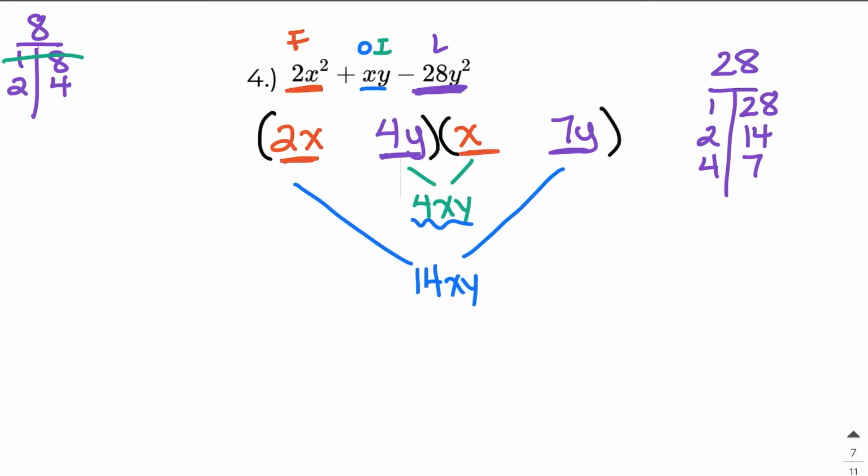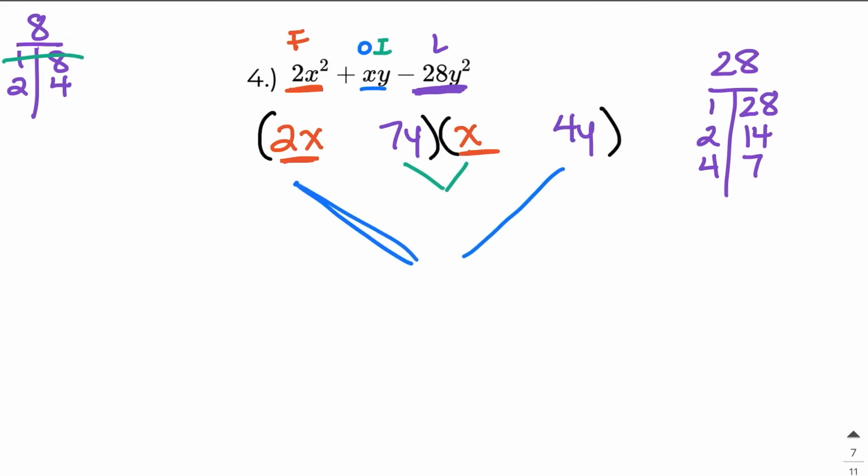So I'm going to try to swap the 4y with the 7y before I can officially say that the 4 and the 7 don't work. So I'll put the 7y here instead, and I'll put the 4y here. So when I do my outside, it's 2x times 4y, which is 8xy. When I do my inner, it's 7y times x, which is 7yx or 7xy. And I can definitely get a 1xy if the 8 is positive and the 7 is negative, because 8 minus 7 is 1.